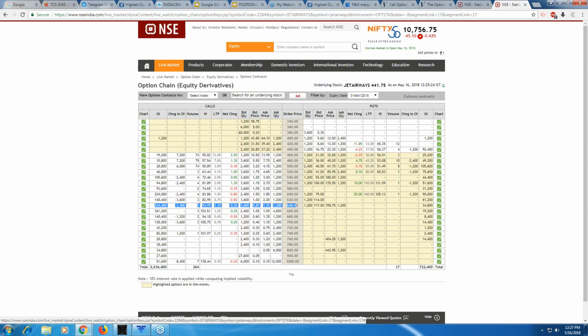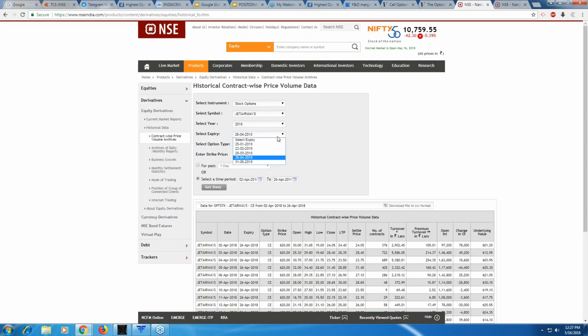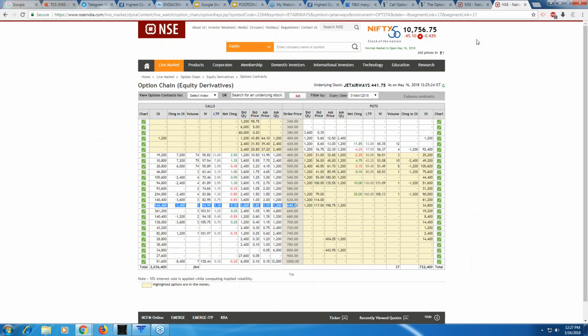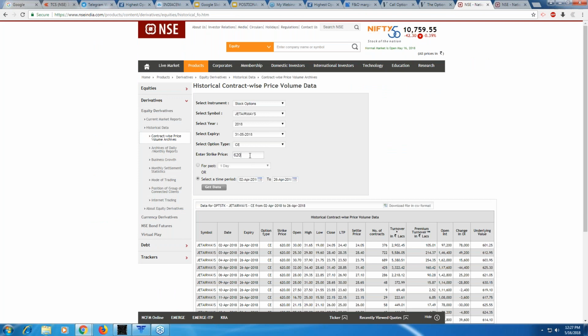Let's see how it looks in the month of April. Jet Airways call, and which call was it? We are looking at this 640 call. Let's see how it has changed. 640 call, and the month is going to be now May, and starting from the May month till the end of the month, because they're going to create their position in the beginning itself. And today we are on 16th, right? Let's get the data till today.